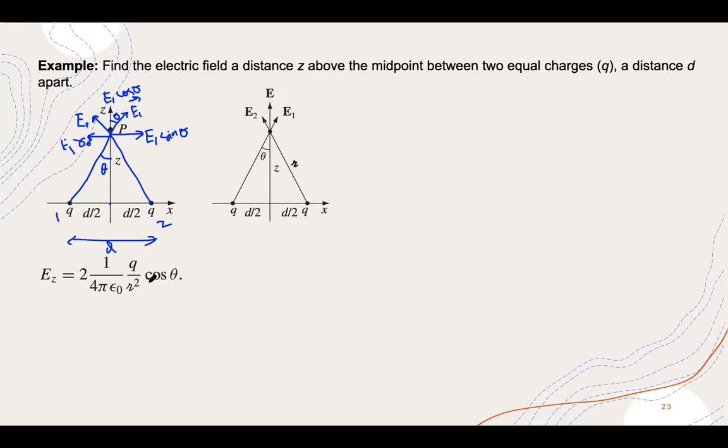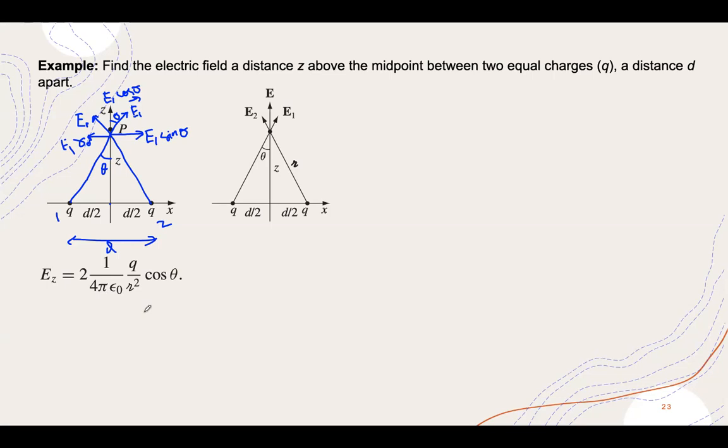So let's suppose Ez should be equal to 2 times 1 over 4 pi epsilon naught, q over R squared, cos theta, where R is the magnitude of this distance. So is this expression clear, or is there any confusion here? No, sir. Yes, sir. Okay, that's good.